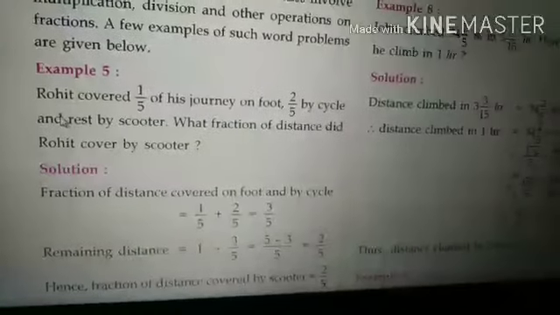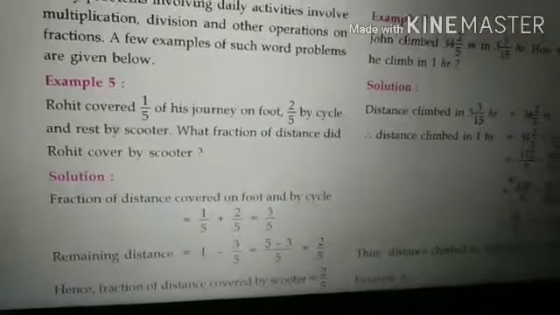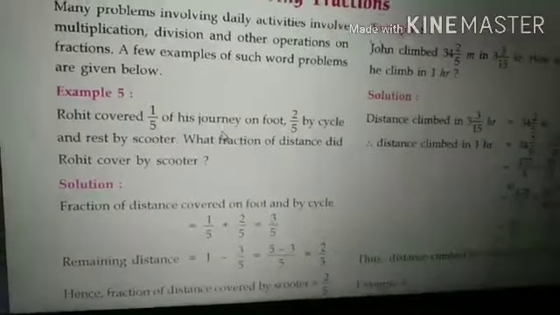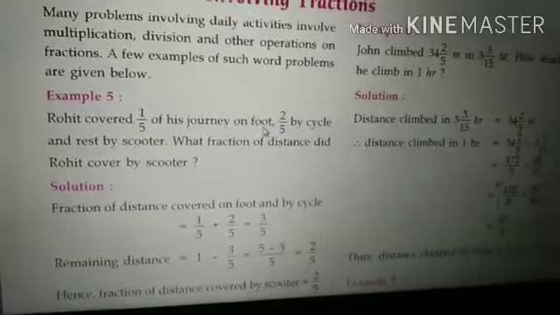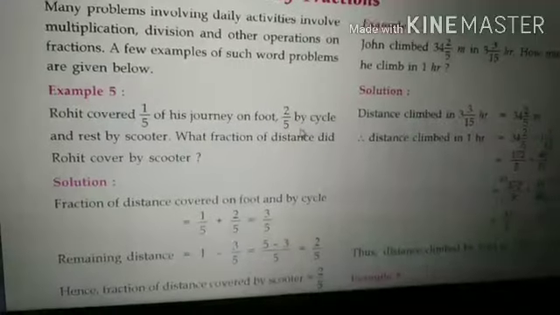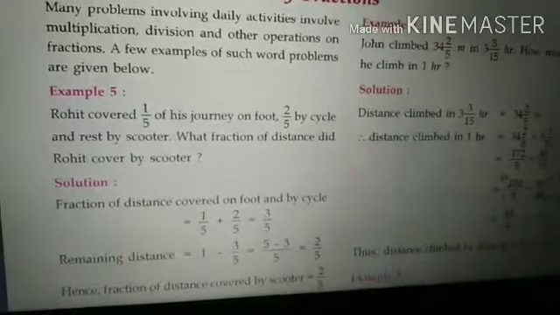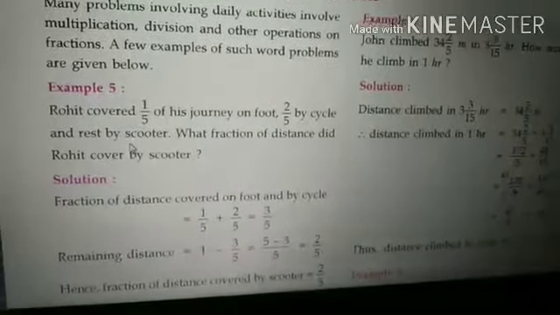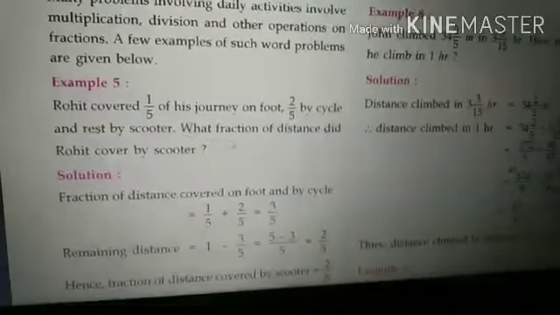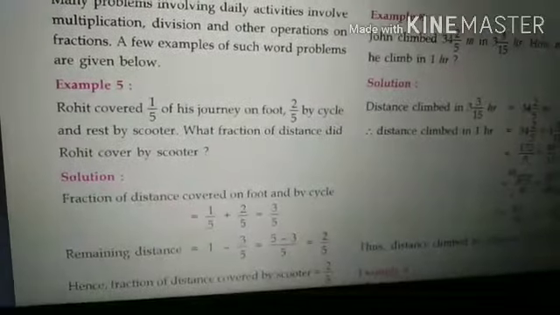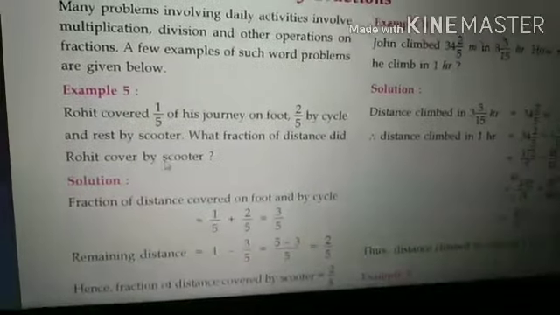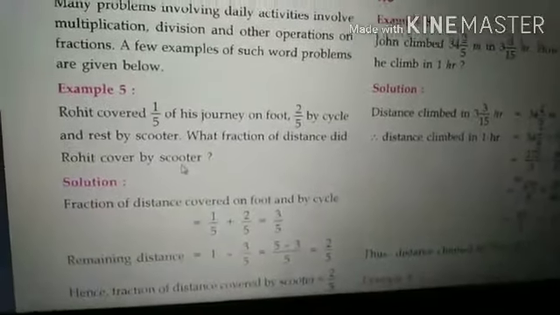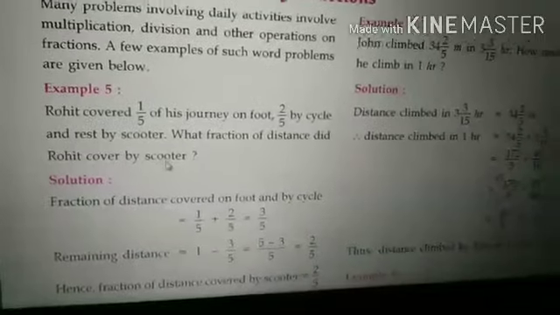So, example number 5 is: Rohit covered 1/5 of his journey on foot, 2/5 by cycle, and the rest by scooter. What fraction of the distance did Rohit cover by scooter? So the example number 5 is given.